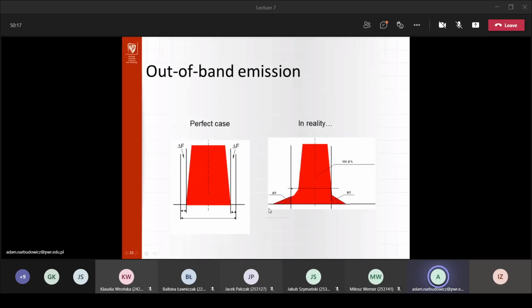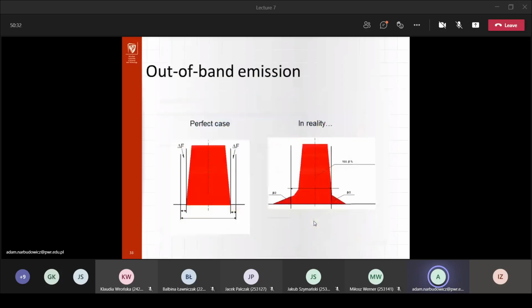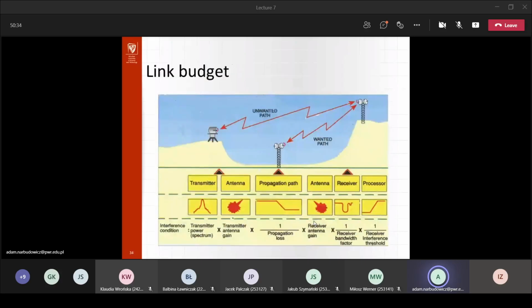However, if the quality of your router is bad, you may still generate some signals, even though in theory you're separated by two different frequencies. All right, and with that, I wanted to move on to a thing which is called link budget.